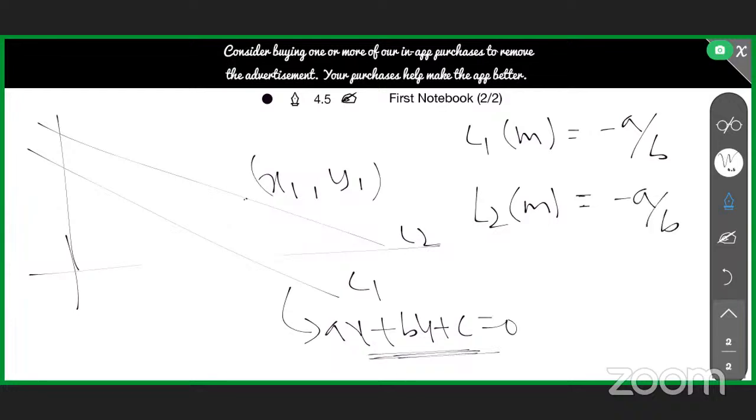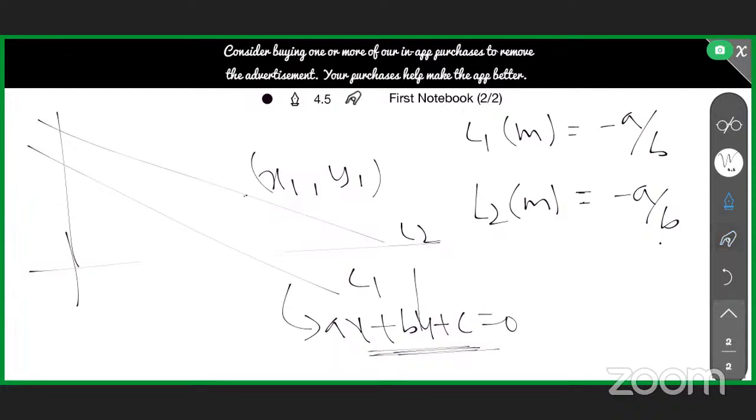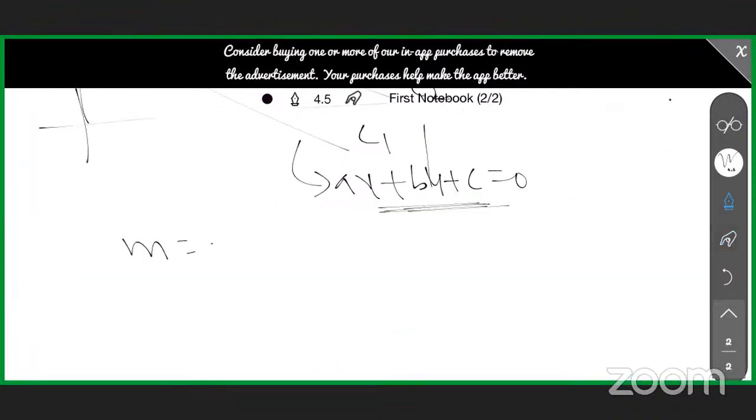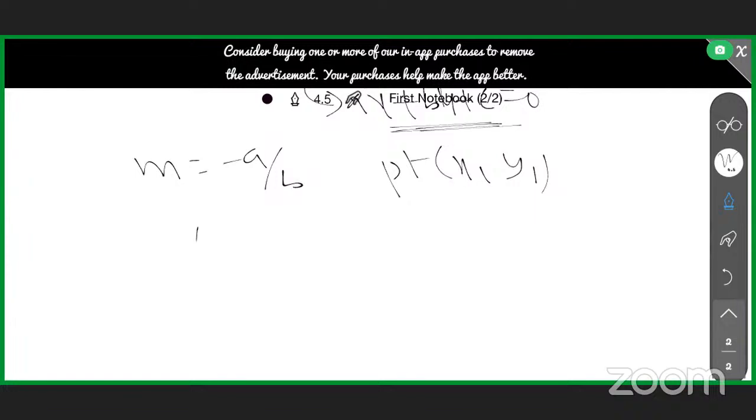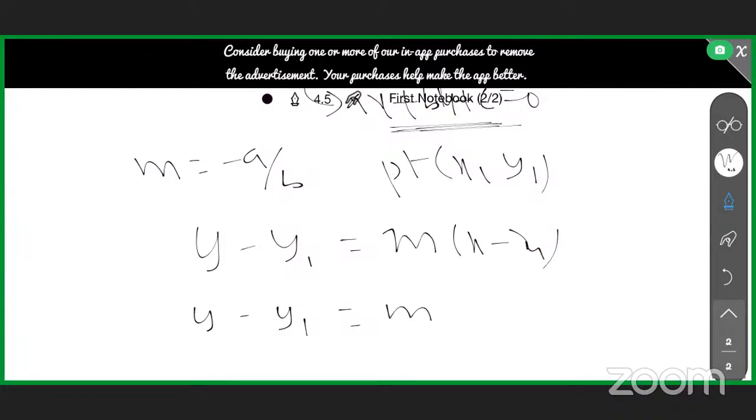So I got my slope, I got my point, so I can use the point slope form. By using the concept of point slope form, my slope is m equal to minus a by b, and my point is x1 comma y1. Therefore, the equation is y minus y1 is equal to m into x minus x1. My m value is minus a by b, x is the general term, and x1 stays as it is.